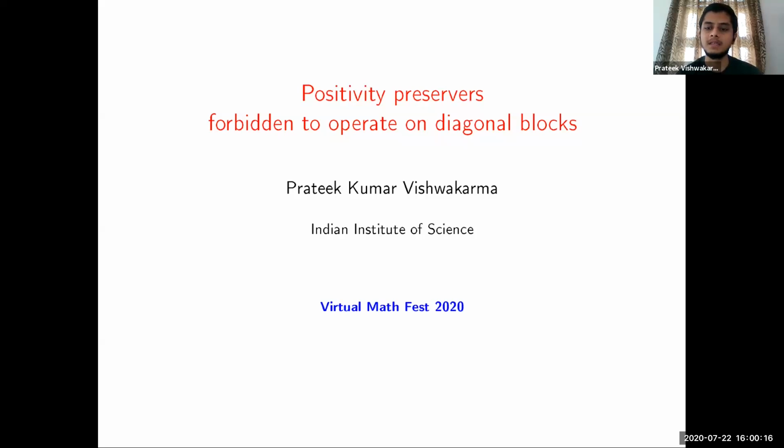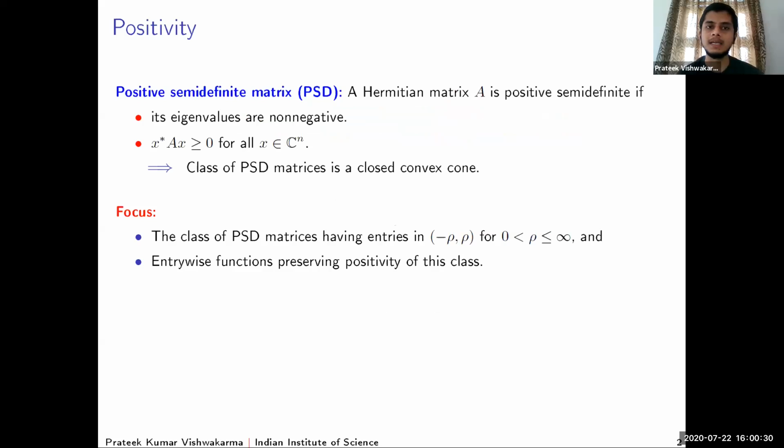In this talk, we discuss the classification of functions that act on matrices in the entry-wise fashion and preserve the cone of positive semi-definite matrices. Positive semi-definite matrices are Hermitian matrices which have non-negative eigenvalues, or equivalently, the corresponding quadratic form is non-negative over Cn. This directly implies that the class of positive semi-definite matrices is a closed convex cone, meaning that the class is closed under pointwise limit, summation, and positive scalar multiplication.